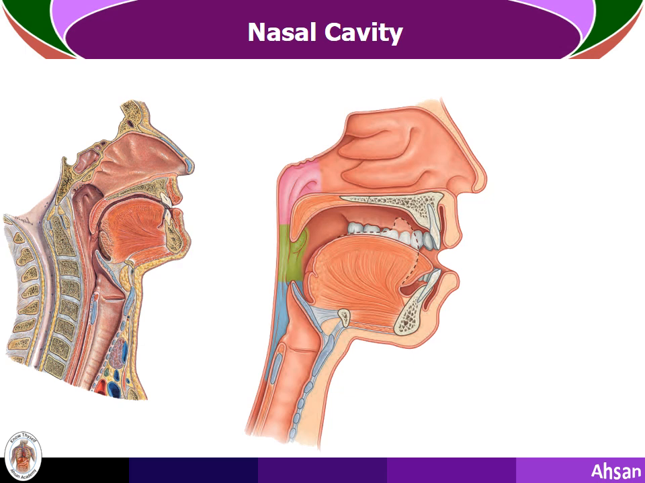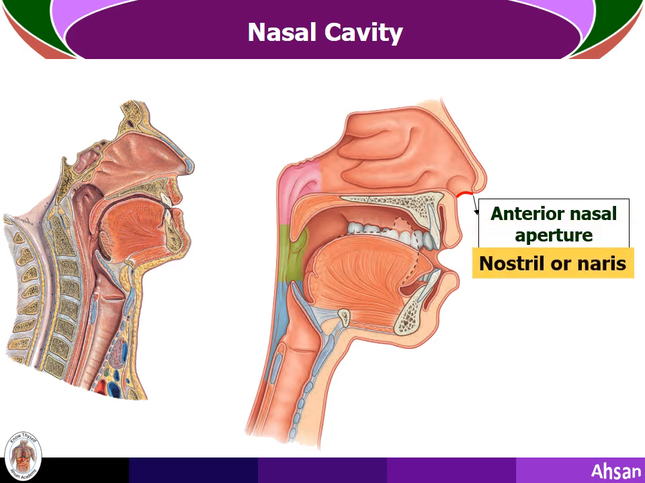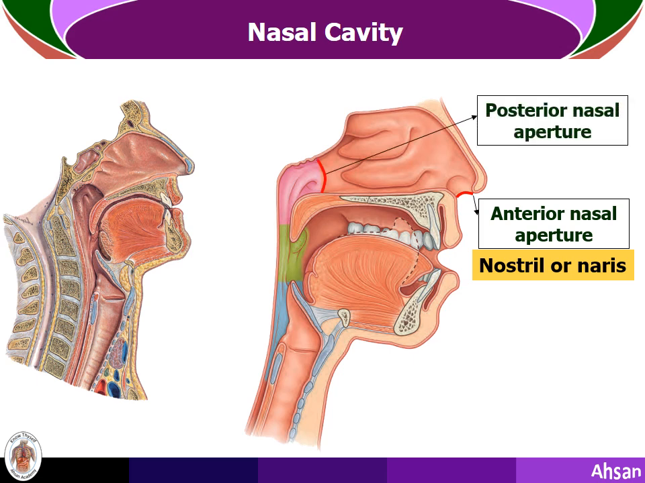Let us start with the anatomy of the nasal cavity. We will discuss the features present in it. So this red marked area anteriorly indicates the anterior nasal aperture. This is also known as nostril or nares. Another red mark is indicating the posterior nasal aperture. This is also known as choana.